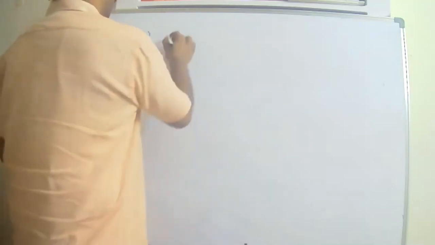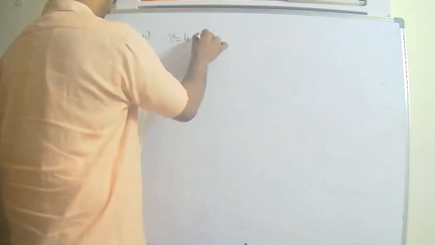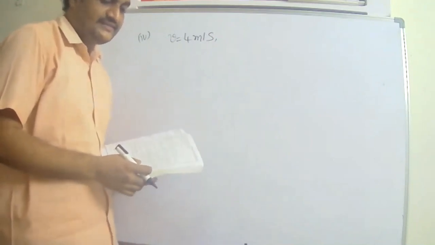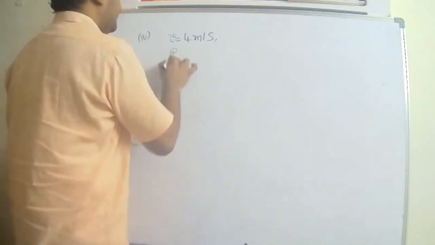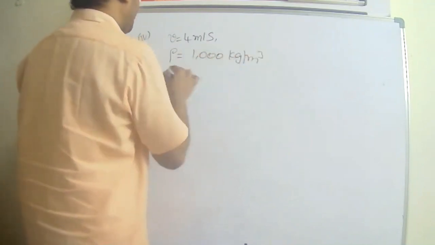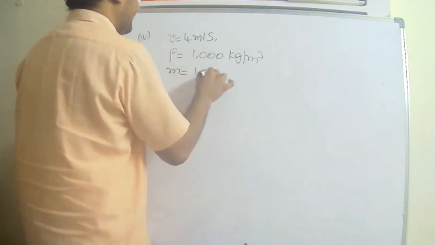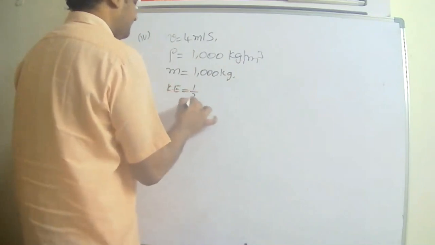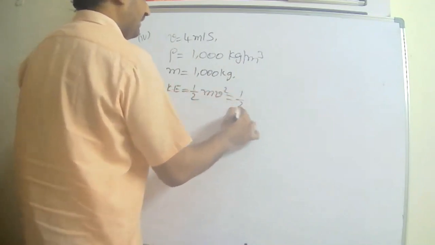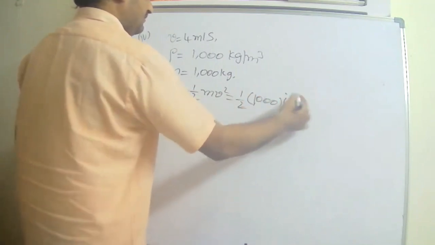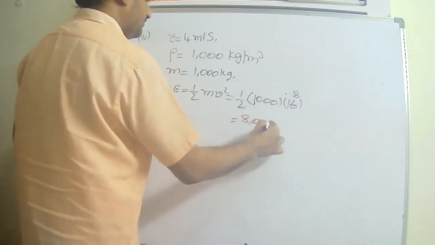So kinetic energy. A river is flowing at a speed of 4 meters per second. The kinetic energy of a cubic meter of water. Cubic meter of water ki density anta? 1000 kg per cubic meter. So mass of 1 cubic meter is 1000 kg. Therefore the kinetic energy is equal to half mv square. 1/2 into 1000 into v square, ante 16. 8000 joules.